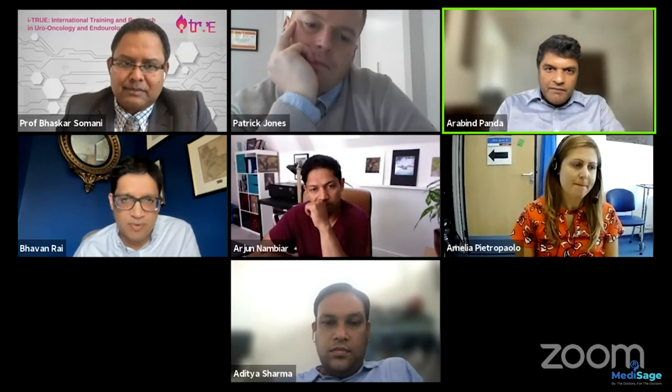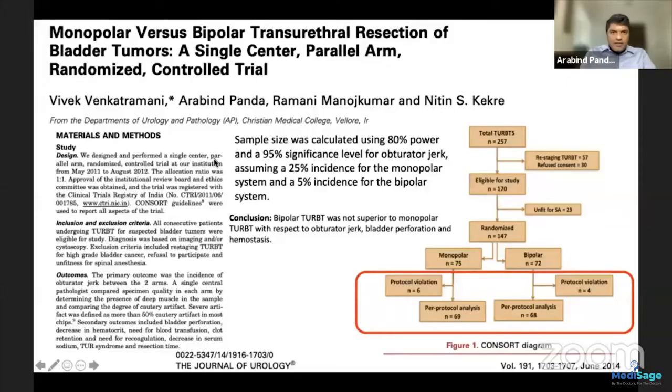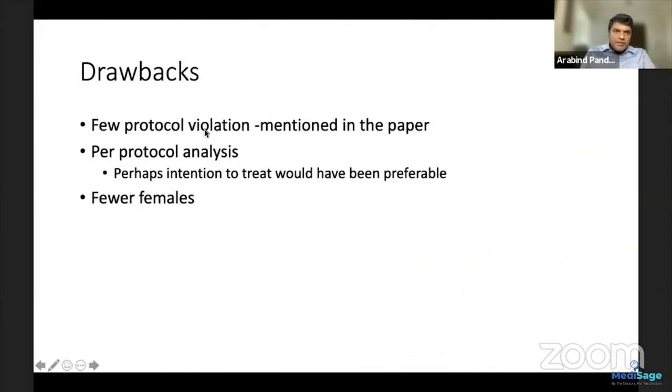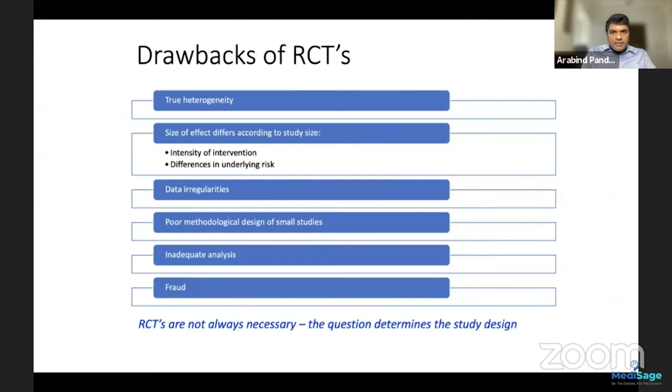And if you look at the literature, I have a few slides after this. We also had protocol violations, which I've mentioned, and we had per protocol analysis. Perhaps intention to treat would have been preferable, and we have fewer females. If you read the full paper, we have fewer females in this study.